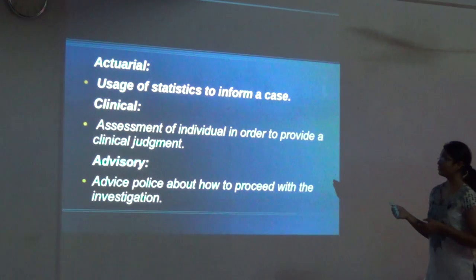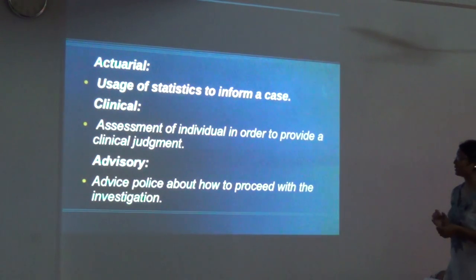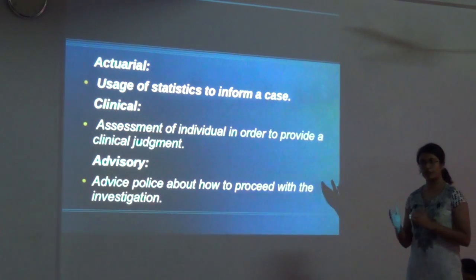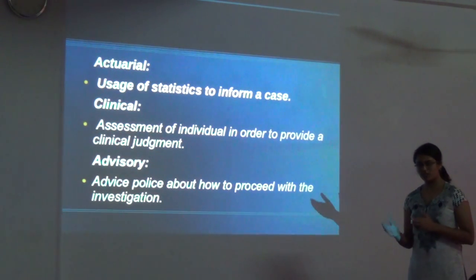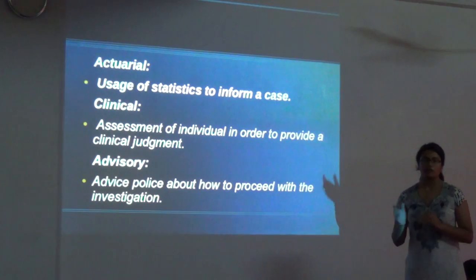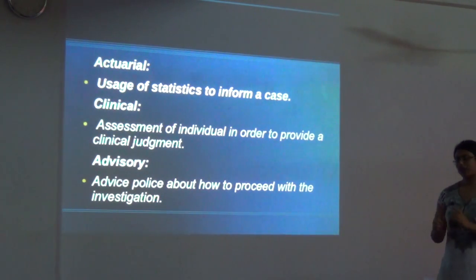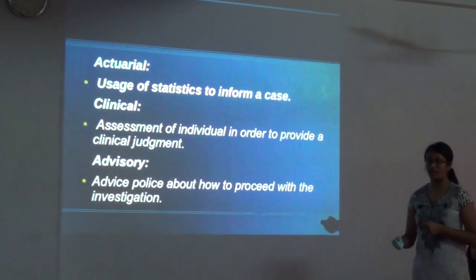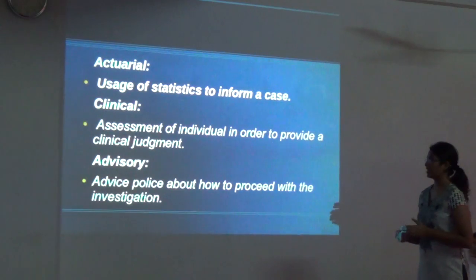Next is the actuarial use. This is the usage of statistics to inform a case. So basically, a criminal or a suspect is studied over a period of a few days, and based on this, conclusions are drawn. For example, the jury can ask, if we release this person on bail, is it possible that he or she would commit a crime again? These are the kind of questions criminal psychologists would be answering.